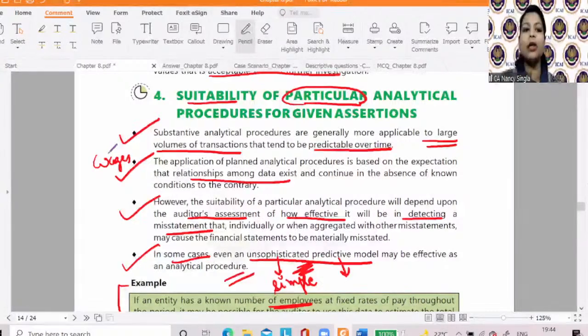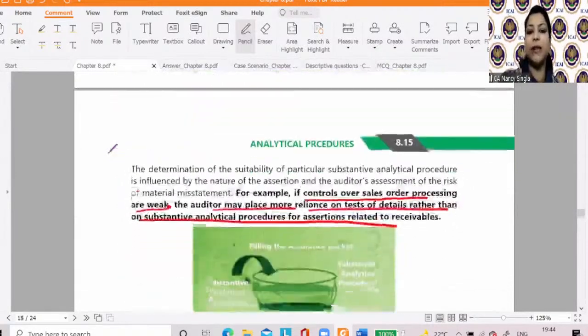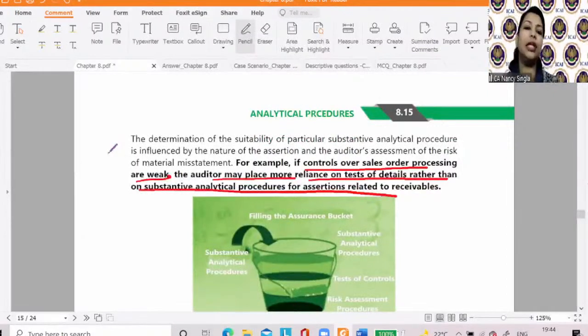So substantive analytical procedure apply का होंगे large volume ट्रांजैक्शन पे विच आर प्रिडिक्टेबल इन नेचर, रिलेशनशिप होना चाहिए. ऑडिटर के असेसमेंट पे डिपेंड करता है, बट अनसोफिस्टिकेटेड प्रिडिक्टिव मॉडल भी कभी कभी इफेक्टिव हो जाते हैं. The example is given here. ठीक है. Another thing is, if the internal controls are weak, here the example of sales order processing is given, so auditor will not rely only on substantive analytical procedure, he will place more reliance on what? Test of details. A very important point from the point of view of your MCQs. I've given MCQ on this.